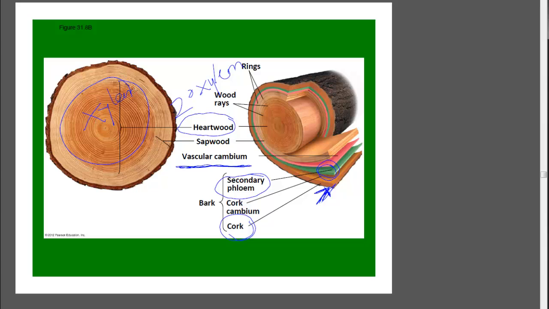Okay, now what's the difference here? You've got to remember, what does xylem do? What does xylem move? Versus what does phloem move? And in which direction? Up or down the plant?